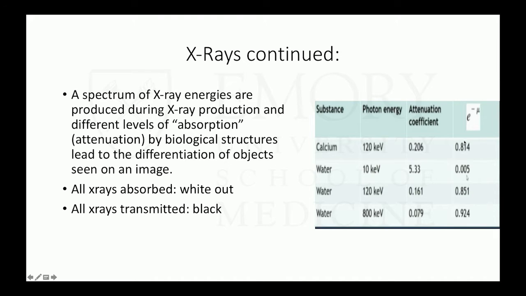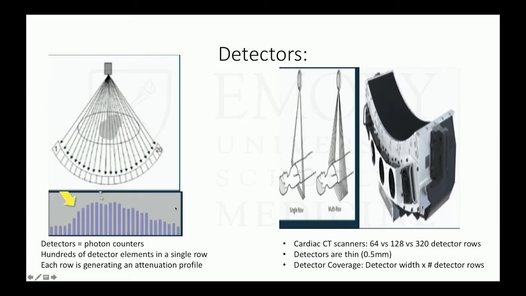an image. And so when we look at attenuation, it's specifically inherently dependent on, one, the substance that the X-rays are passing through, but also the energy of the X-ray. And if all X-rays were absorbed, you would see a whiteout. If all X-rays were transmitted, it would be black. And so the X-ray detector is really the photon counter. There are hundreds of these detector elements within a single row, and each row is generating that detector profile.